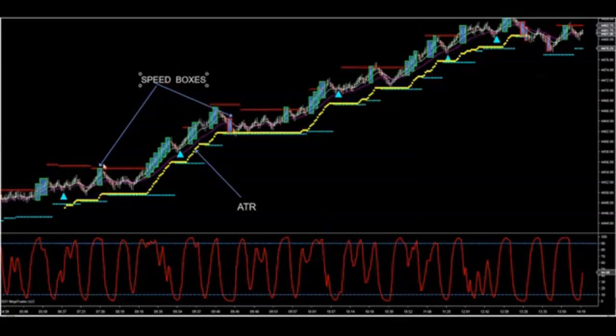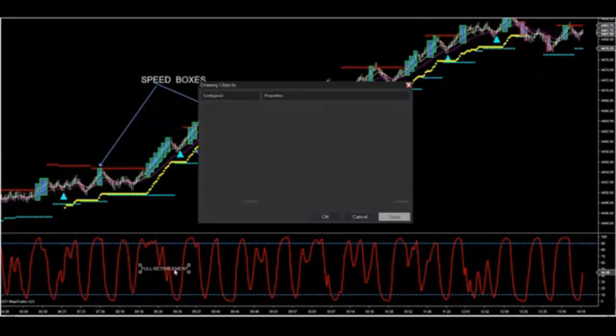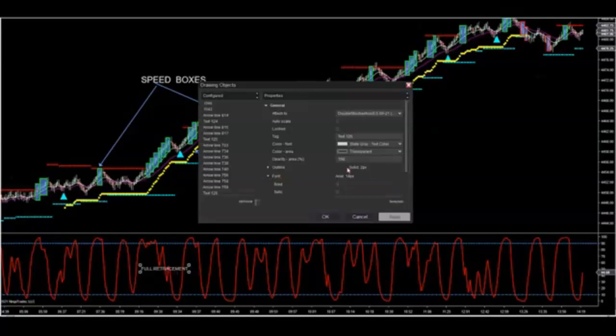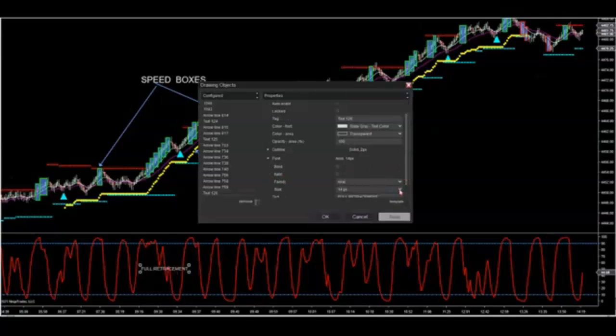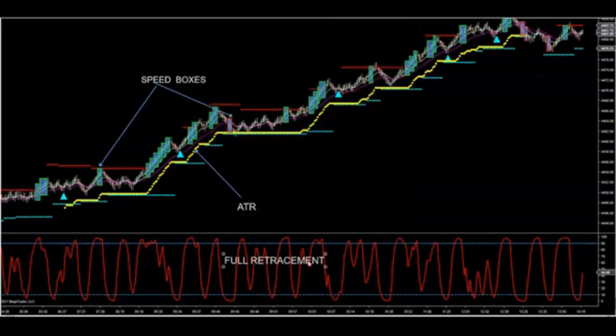Right when this first speed box came in, you see the dots start printing. There's your first speed box. Once you start seeing the first speed box come in, you can look straight down at your retracement indicator down here. Look for a full retracement, getting above 90 or below 10%. Now you can adjust on the strategy to be higher or lower than that if you want. I showed 90 in the room and 10. So that's our full retracement.